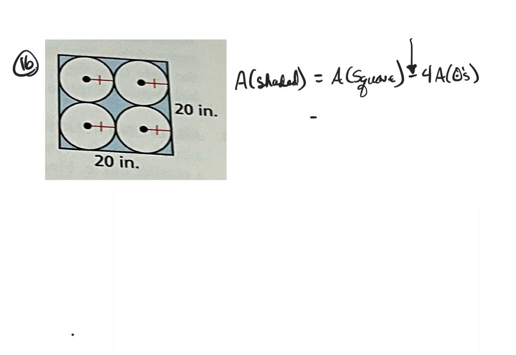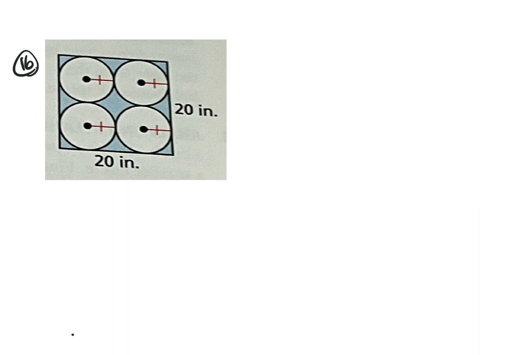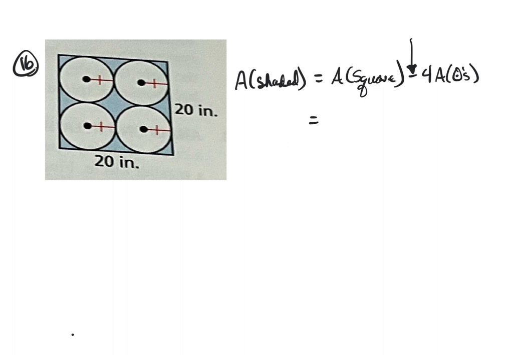Okay, individually, the area of a square is just simply one of its sides raised to the second power. So one of the sides of the square is 20, so we're just simply going to have 20 squared. Then the area of one of the circles is going to be pi times the radius squared. And then we're just going to have 4 of them, so we'll multiply by 4. So what's left really is just finding the radius of the circles.